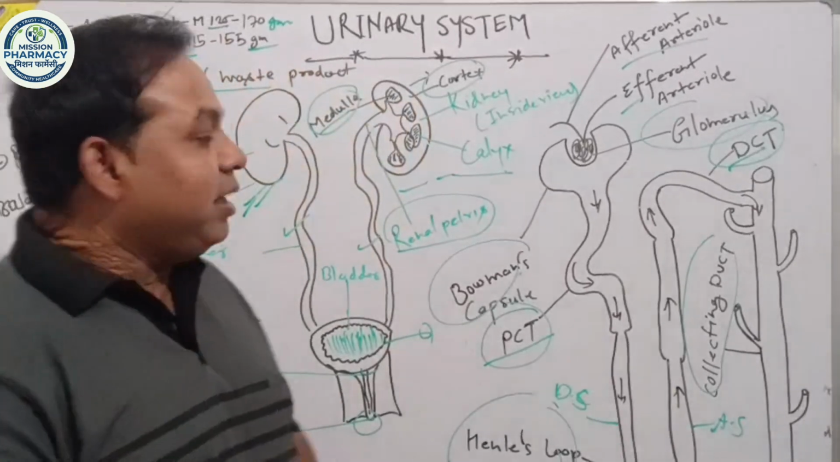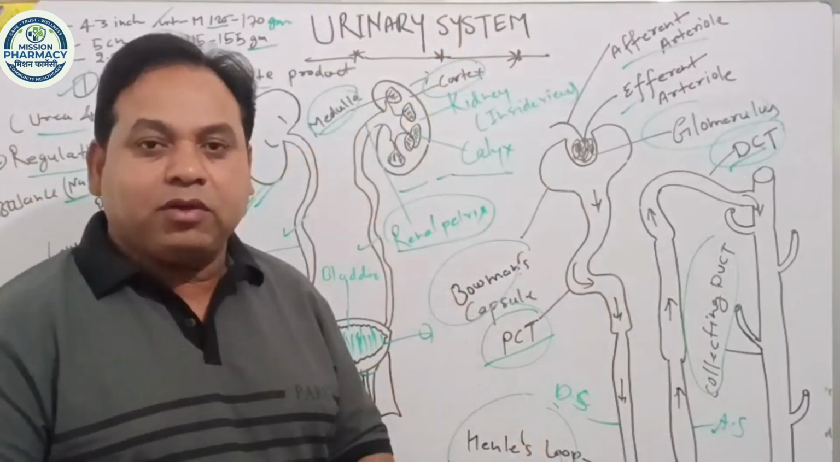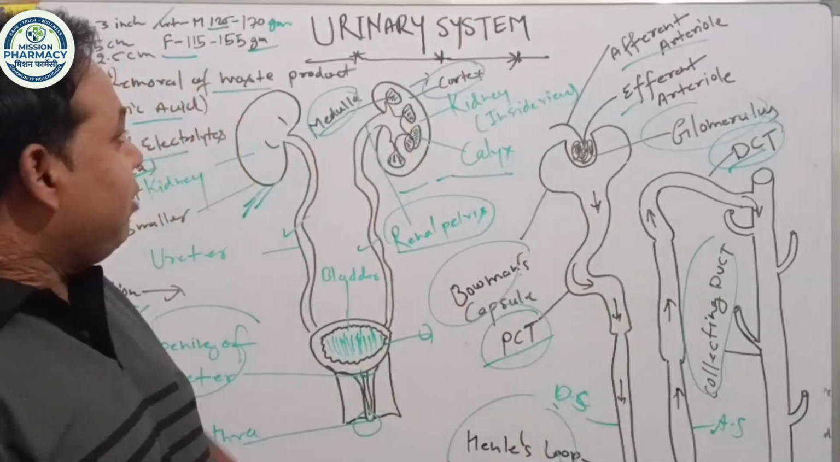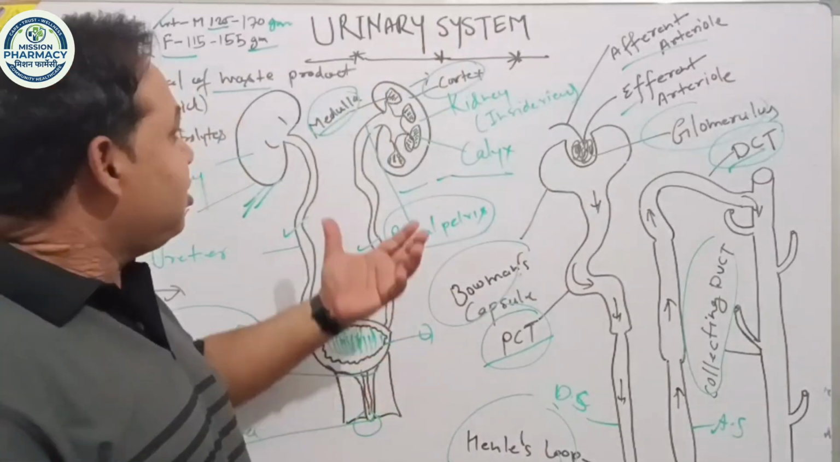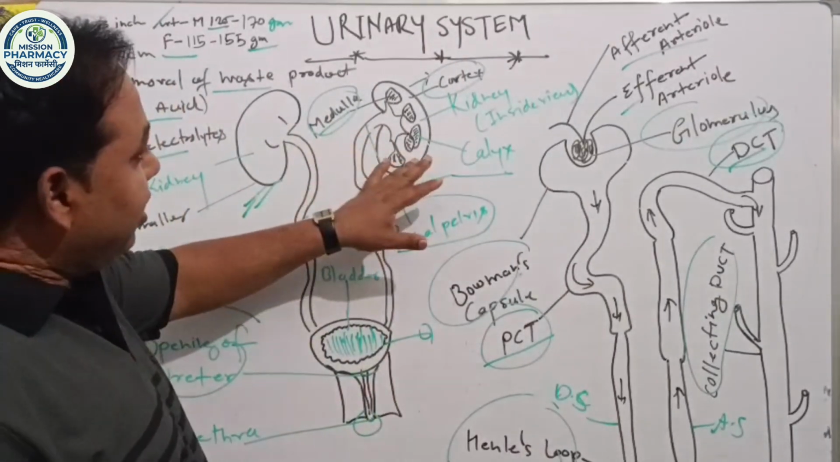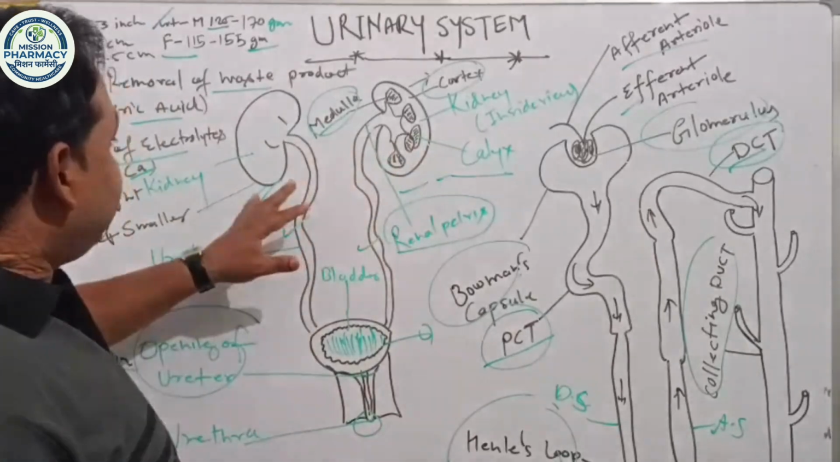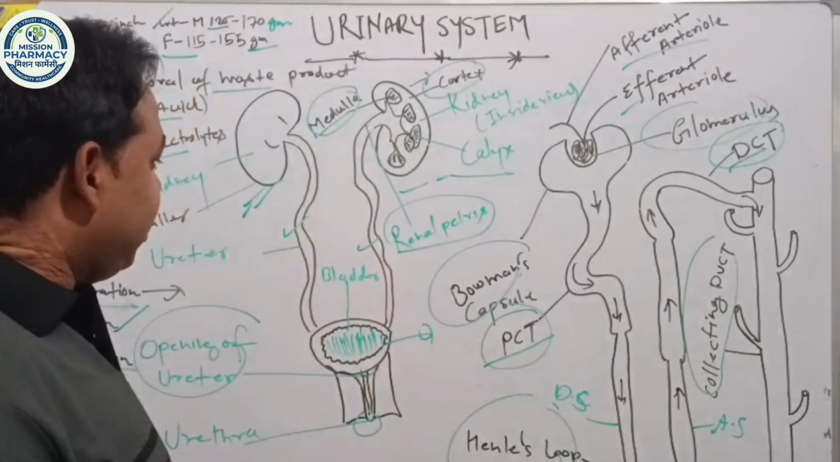Dear student, without delaying anything, I am going to start the urinary system because you have very minimum time for your examination. If I am discussing the parts of the urinary system, there are two kidneys, the right kidney and the left kidney. That is, this is the left, this is the right. The right kidney is basically smaller in size and lower in position.